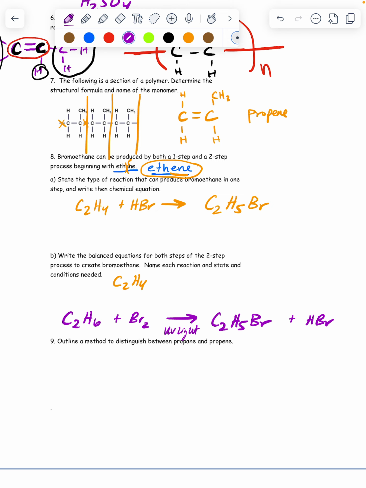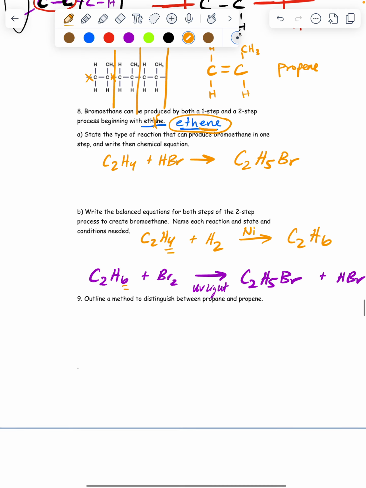So how do I turn, in the first step, ethene into ethane? Well, that is by adding hydrogen. I can see I have 4 H's. Here there's 6, so I must add 2 more. So that's an addition reaction with a nickel catalyst.